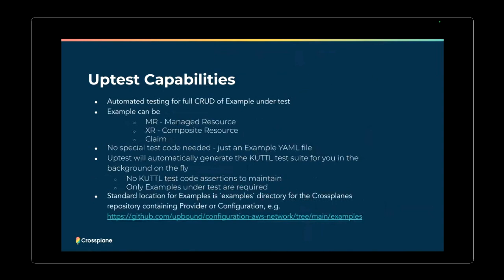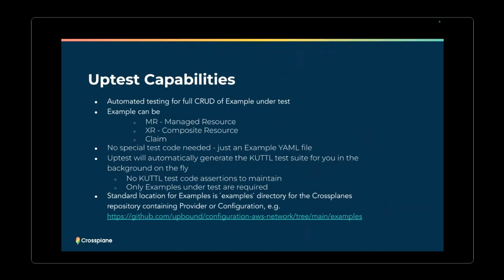So a little bit of capabilities. Basically, Uptest can execute a full CRUD-style flow for your manifest under test. And you can test all the Crossplane layers, right? From the underlying MR if you're testing the provider, to XR and claim if you're testing Crossplane configuration.